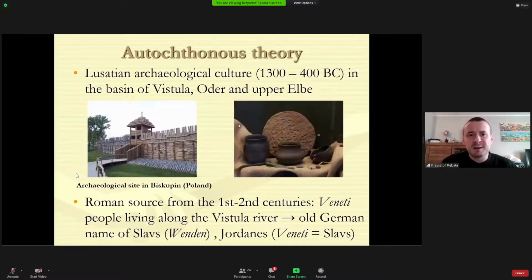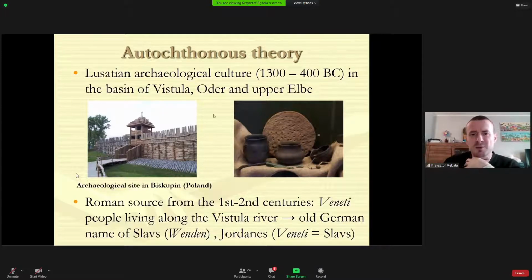Okay, and regarding the first theory, what is the evidence which supports the first theory that the proto-Slavs must have lived in present-day Poland? Okay, now, one of the evidence is the so-called Lusatian archaeological culture, which developed before Christ. Okay, in the basin of the Vistula, Oder, and the Upper Elbe.